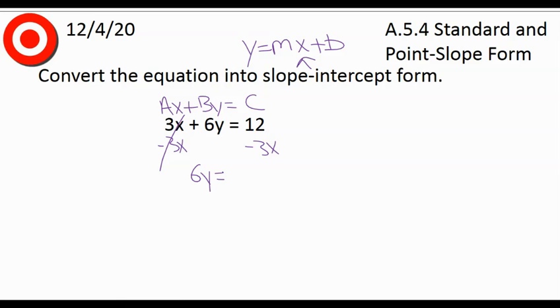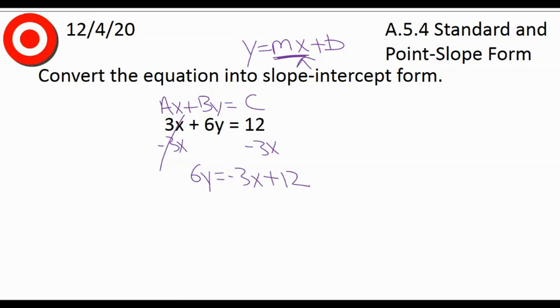12 minus 3x, you can't do that. You can't say it's 9x. They're not like terms. You can't subtract those. But I don't want to write it as 12 minus 3x because I want the x term to be first. Because if I look at slope-intercept form, the x term is the first term. So instead of 12 minus 3x, I'm going to write this as negative 3x. And then since that's a positive 12, I put plus 12.